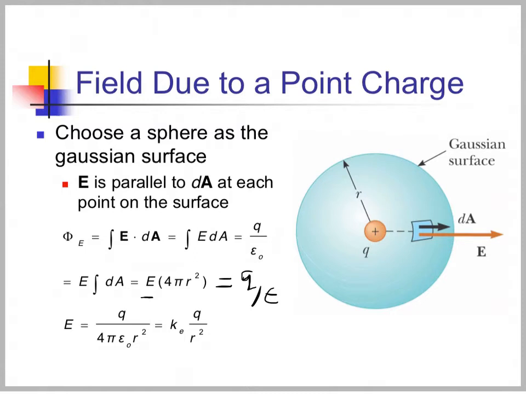We didn't use the fact that it was kQ over r squared. All we did is we argued due to symmetry that the electric field has to be the same no matter what direction you are from that point charge. And Gauss's law then shows that the electric field of a point charge is kQ over r squared.